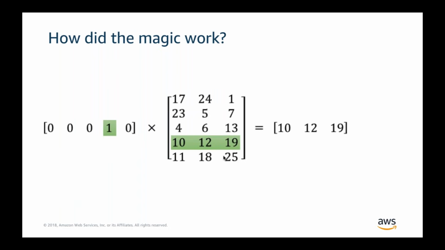How does it do it? This is how it does it. So here's a simple matrix multiplication. Here's the one-hot encoded representation of the word, and here are the weights. As you can see, when you multiply this vector and this matrix, it selects this row. This row is 10, 12, and 19, and then you take these numbers and continue to multiply for the next layer.